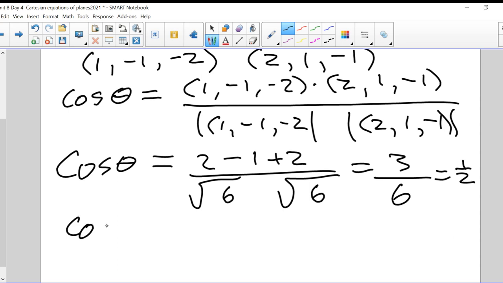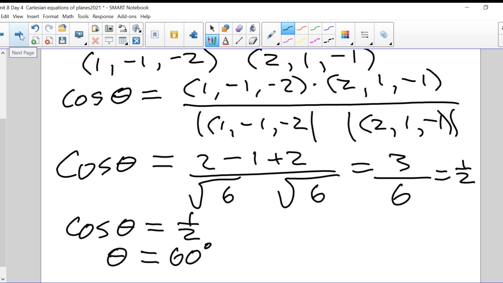So if the cosine of theta is equal to a half, we've seen this before, then theta is equal to 60 degrees. Thank you very much. So the angle between the two vectors is 60 degrees. The angle between their normals is also 60 degrees, just so that we're clear on that. All right, just want to make sure we're clear on that.